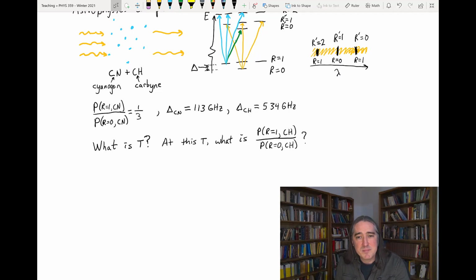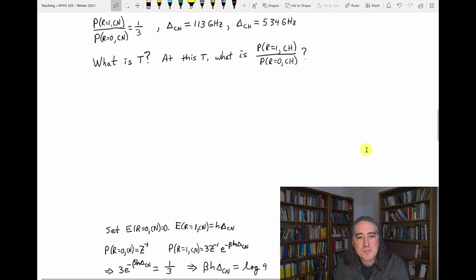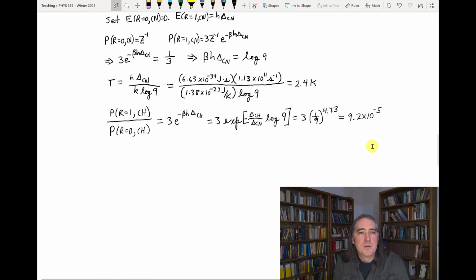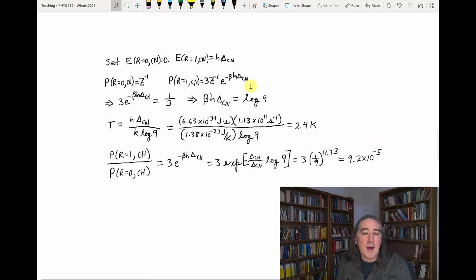All right, ready? So let's see the solution here. I'm going to start by setting the rotational ground state, the R equals 0 energy, equal to 0. It's just going to make it easier to calculate the partition function. And with that energy scale, the energy of the first rotational excited state is just h times delta. Remember last time we went through this and showed you can change the zero point of energy however you want, and it doesn't change the answers to physical questions. We're going to ask a physical question.